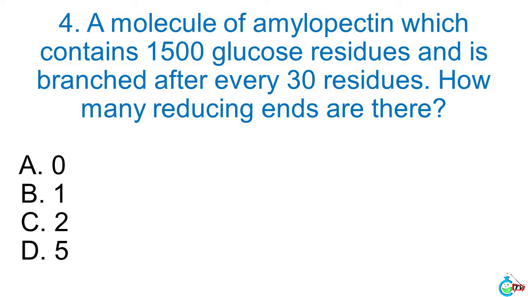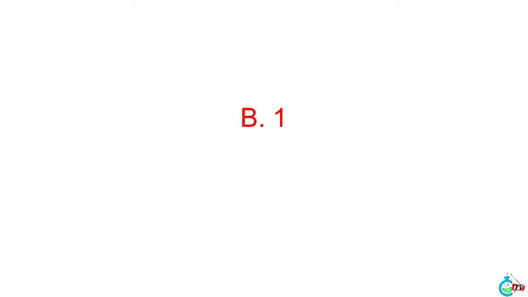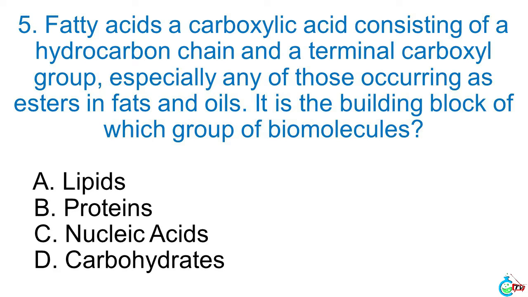4. A molecule of amylopectin contains 1,500 glucose residues and is branched after every 30 residues. How many reducing ends are there? B. 1.